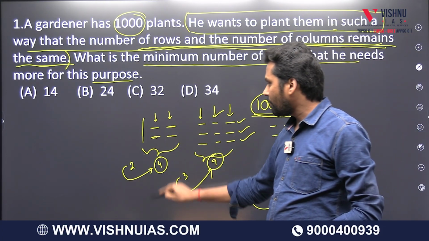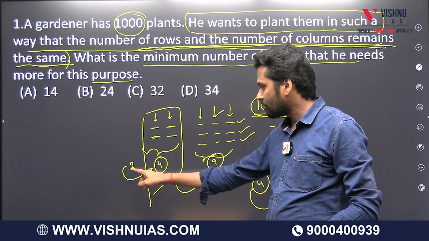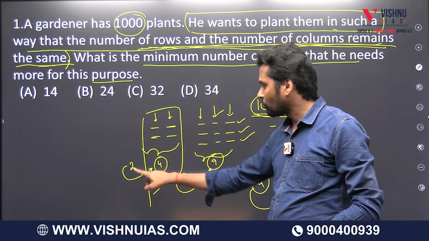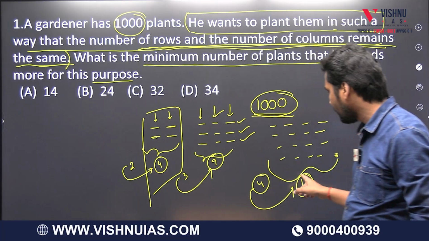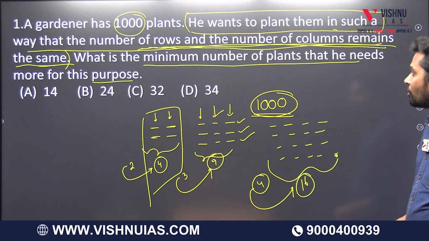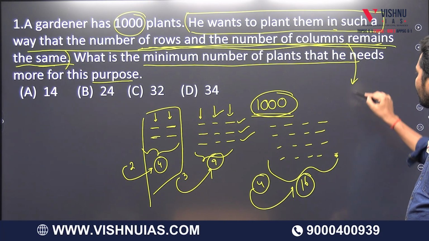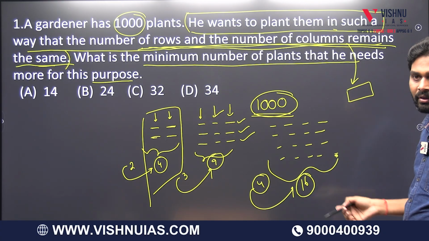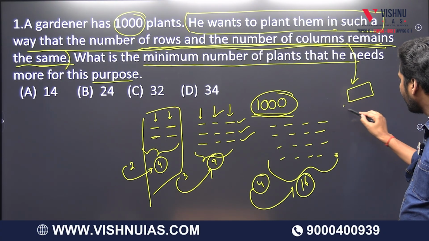So what is this total number of plants value equal to? What is the relation? Square. 2 square value is 4, 3 square value is 9, 4 square value is 16. So in order to satisfy this condition, the final number should be what? It's a perfect square. It needs to be a perfect square.